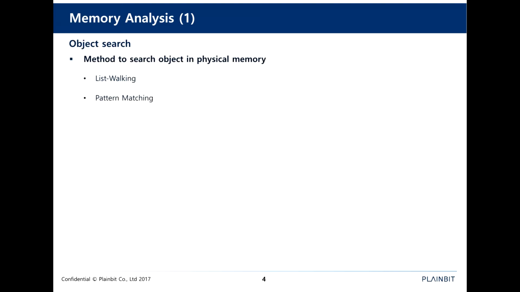The object-oriented analysis methodology was described earlier. So, how do you find objects in memory? There are two typical ways to search for objects. The two methods are list walking and pattern matching. Let's look at each method from now on.